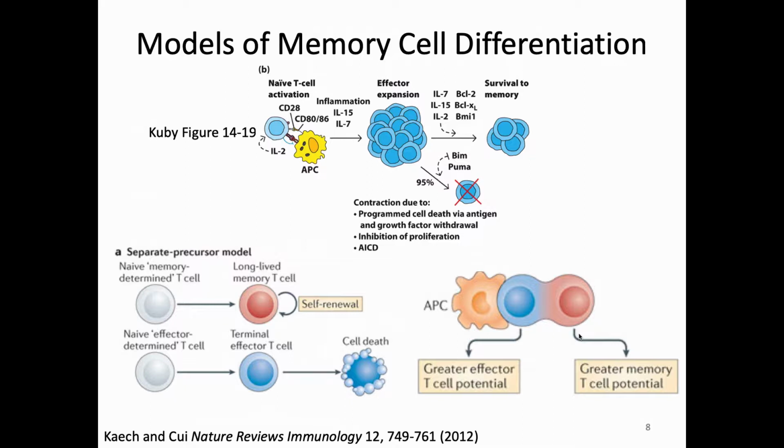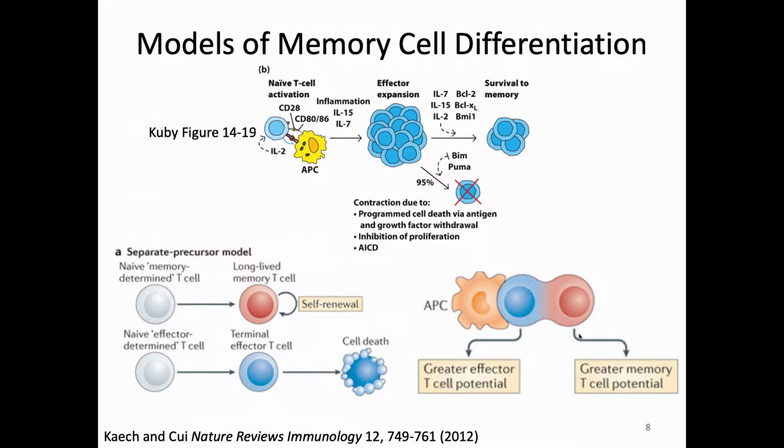There are other models that say a naive cell can grow up to become either a memory cell or an effector cell. In this separate precursor model, memory cells come from one kind of precursor and effector cells come from another. The cell gets some kind of signal: should you grow up to be a memory cell, or an effector cell? Whereas the previous model says everybody becomes an effector cell and just some of them live and become memory cells.